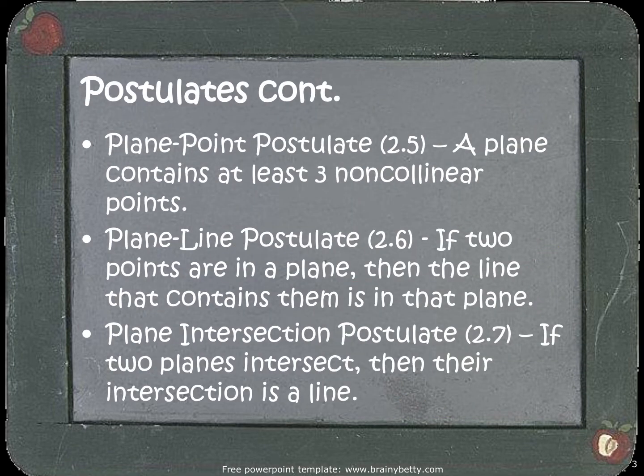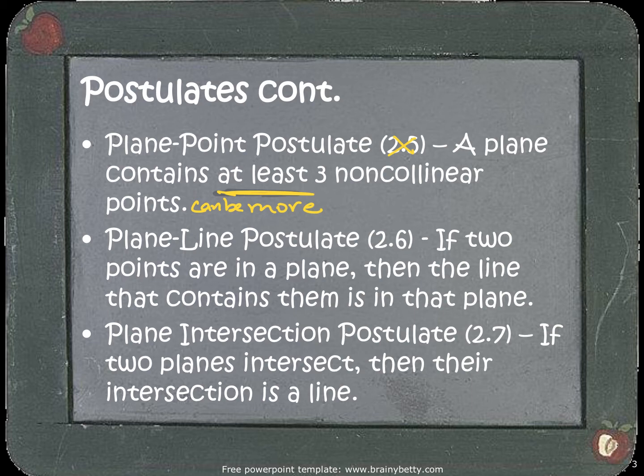Next slide, postulate number 5. Again, don't memorize the number, memorize the name. This one is called the plane point postulate, and this one states that a plane contains at least 3 non-collinear points. So again, you can have more points in your plane, but it has to have a minimum of 3. Okay, so it can be more, but you need at least. So it needs to be at least 3.